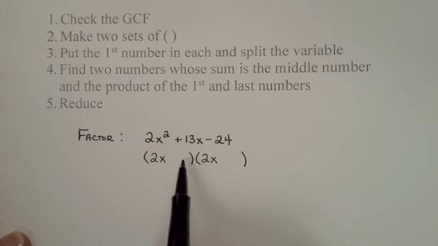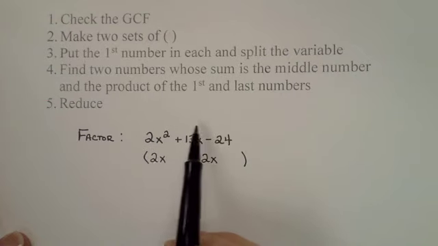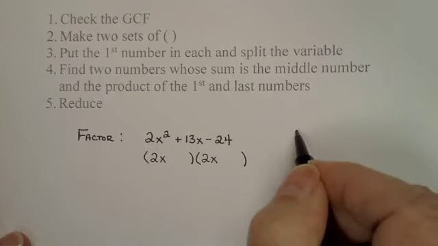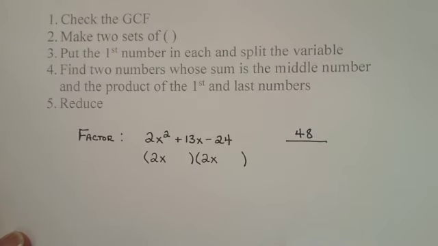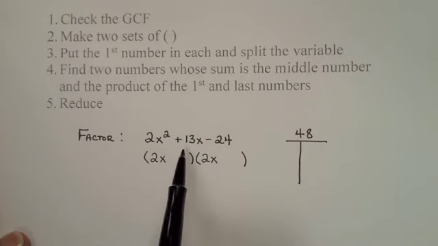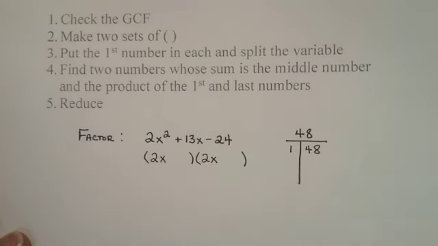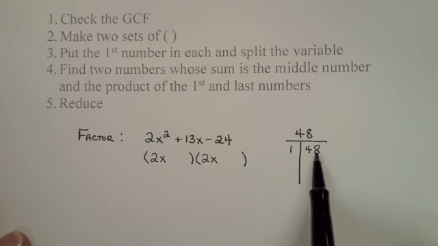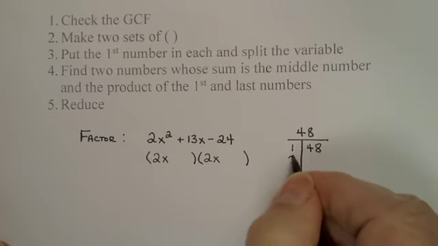48. Where did I get the 48 from? 2 times 24 is 48. In fact, it needs to be a negative 48. So I need to list numbers that multiply together to give me 48 until I find 2 that also add up to be 13. 1 and 48. If I add these, I get 49. If I subtract, I get 47. Not the 2 numbers I'm looking for.